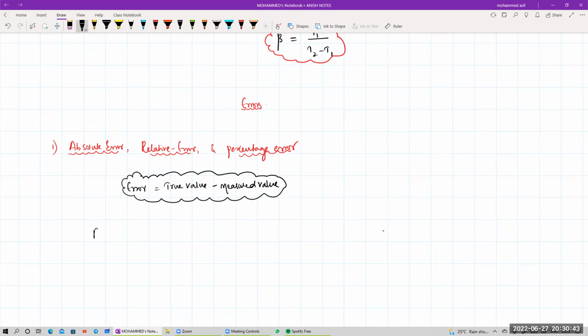Average value is equal to R1 plus R2 plus R3 plus so on to Rn, upon n. Now here, whatever you're taking as R average, this one is your true value.